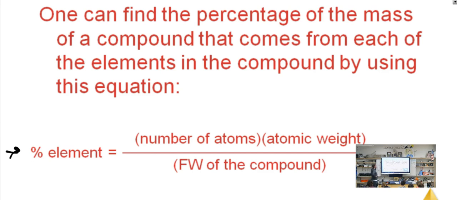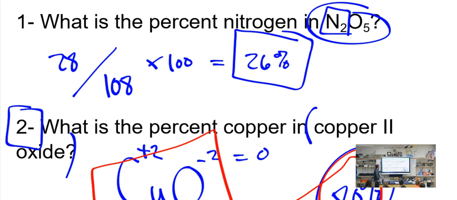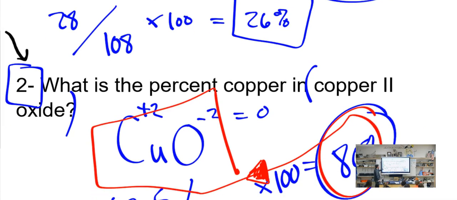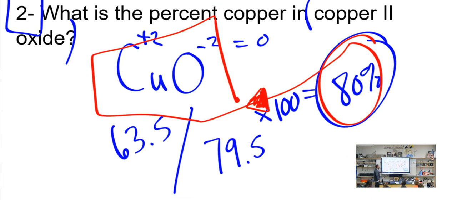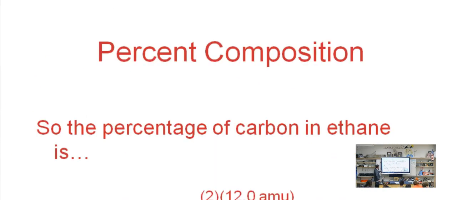Now you could do math for the other one, and you could take 12 over 44, or it's just 100 minus 72%, and that's the other percentage. Easy enough? I'm not going to spend much more time on that because that's pretty simple. This is the one that's closest to the exam. What is the percent copper in copper 2 oxide? Copper 2 oxide happens to be CuO. So it's just 63 over 79.5. It's very similar to the one on the exam. Okay, next.